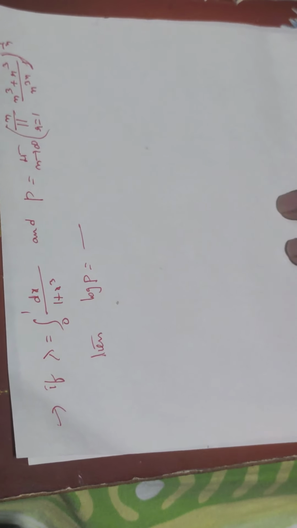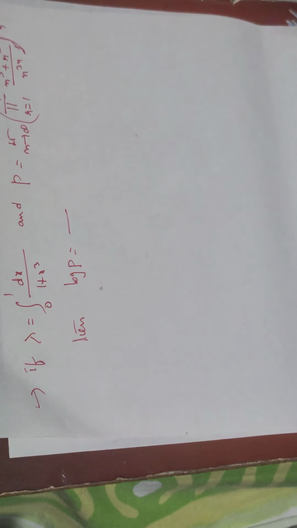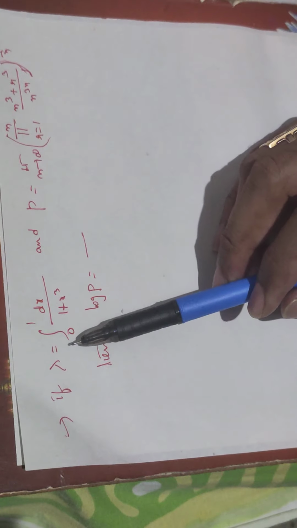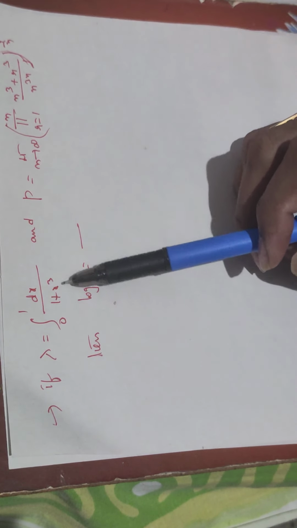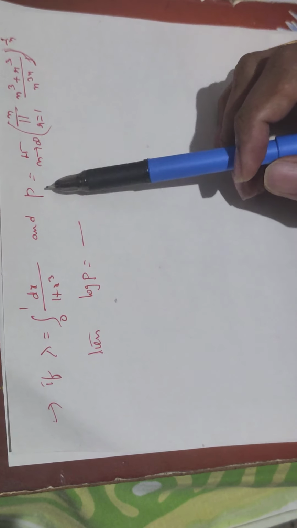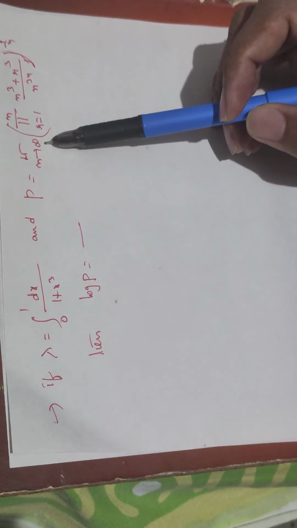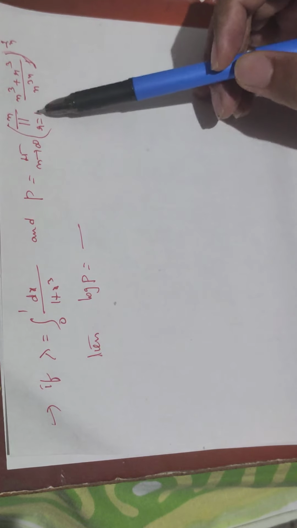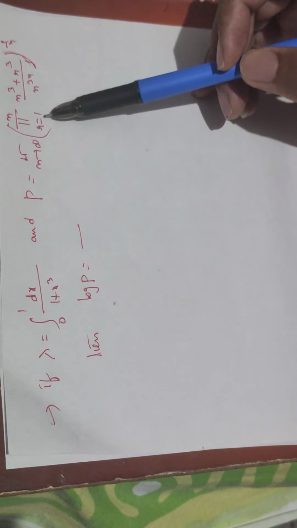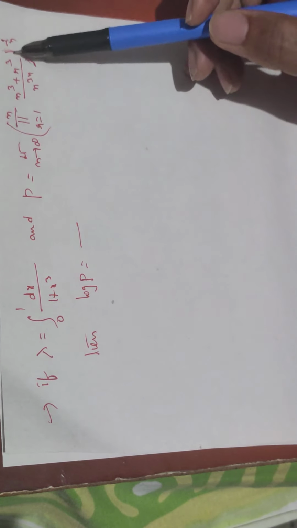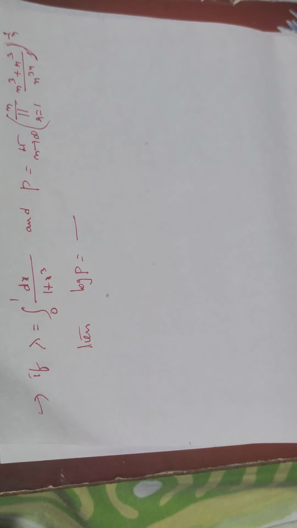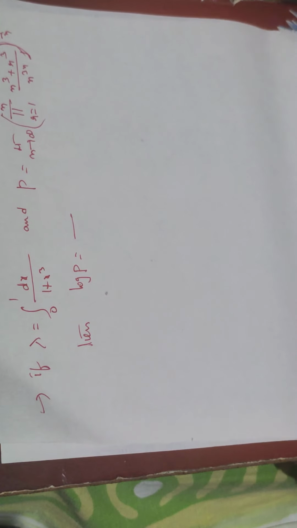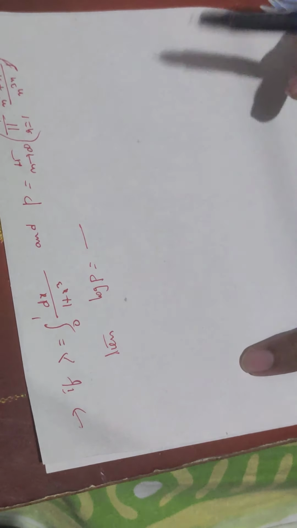Next, you can take one more problem. If lambda is equal to integral 0 to 1 dx by 1 plus x cube, and p is equal to the limit as n tends to infinity of the product for r running from 1 to n of ((n cube plus r cube) by n power 3)... whole power 1 by n. Then we have to find log p in terms of lambda.